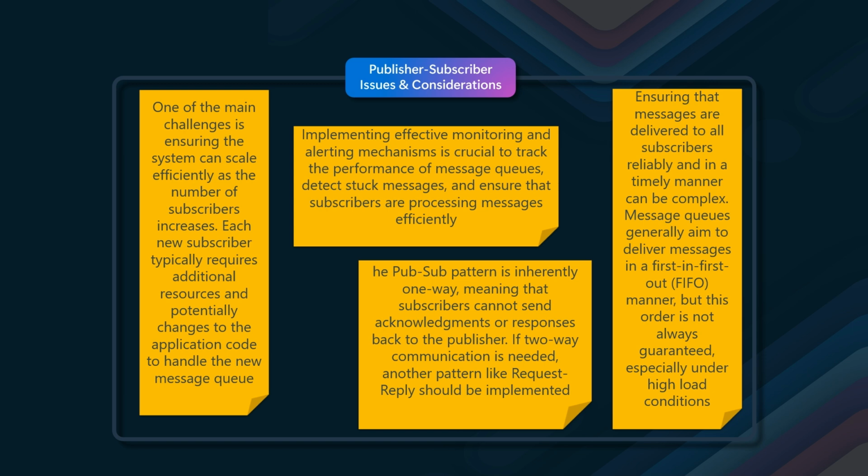Message expiration. Defining how long messages should remain in the queue before they expire is important. This helps in managing the life cycle of the messages and ensuring that outdated messages do not clog the system. Implementing wildcard subscriptions can allow subscribers to subscribe to all topics with a single action, which can simplify the management of multiple topics. By addressing these issues and considerations, the publisher-subscriber pattern can be effectively implemented to enable scalable, reliable, and secure asynchronous communication between publishers and multiple subscribers.